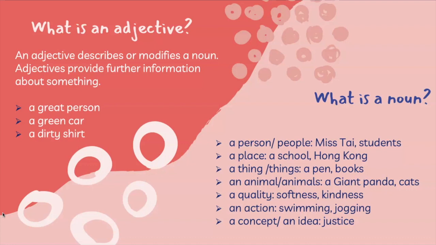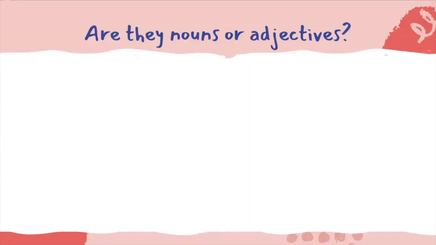So, we all know what adjectives and nouns are. Can you distinguish which one is the noun and which one is the adjective? I'm going to show you some sentences, and I will highlight some words, and you are going to tell me if they are nouns or adjectives. James is a kind person. Is the word kind a noun or an adjective? Yes, you're right. It is an adjective. We use kind to describe what kind of person James is.